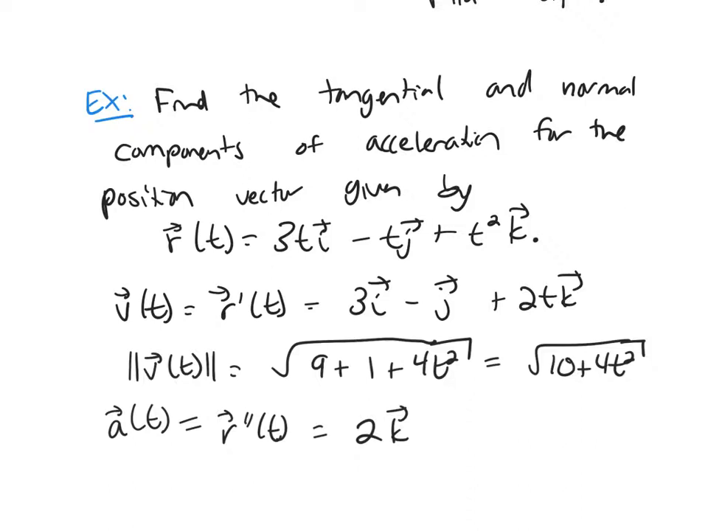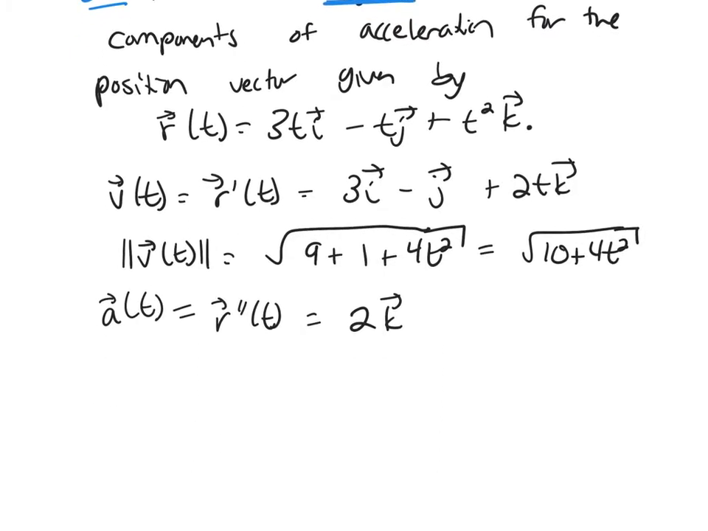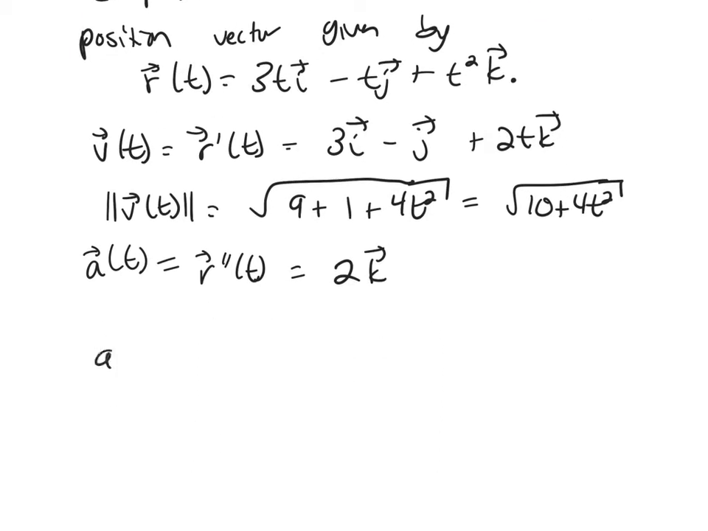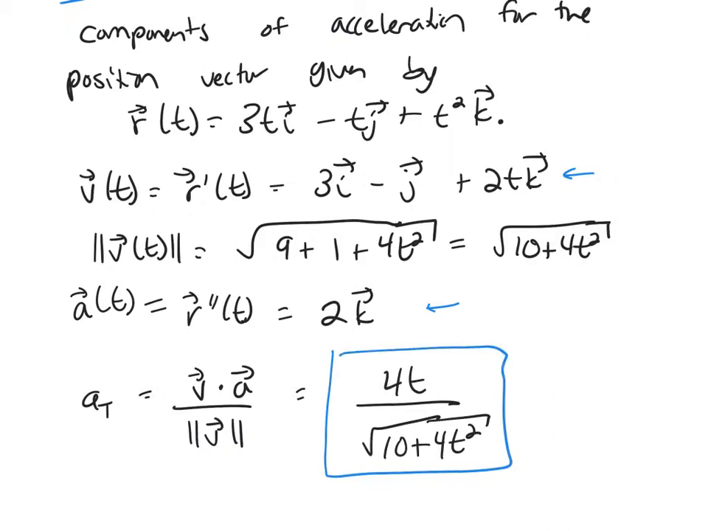So now that we have these pieces, we can start finding our tangential component. So that's what we're going to start with first, our tangential, that's a sub t. One way you can find this is it's v dot a over the magnitude of v. If I take the dot product of v and a, you'll get 4t over the magnitude, which was the square root of 10 plus 4t squared. So here's my tangential component.